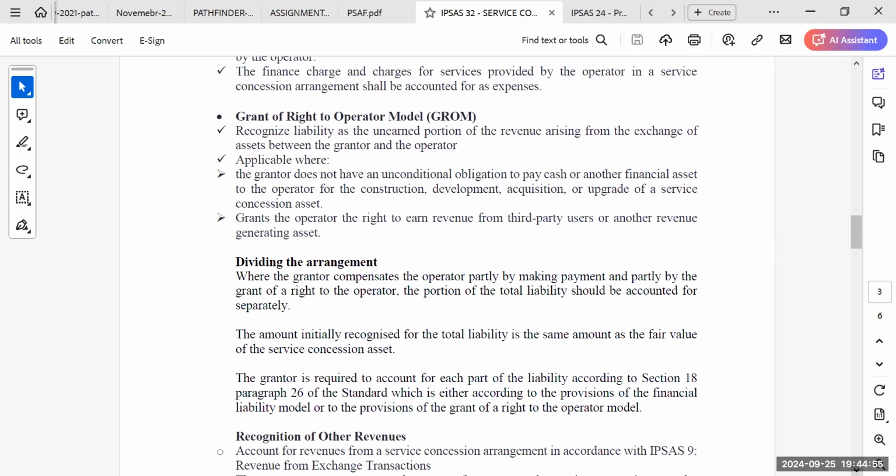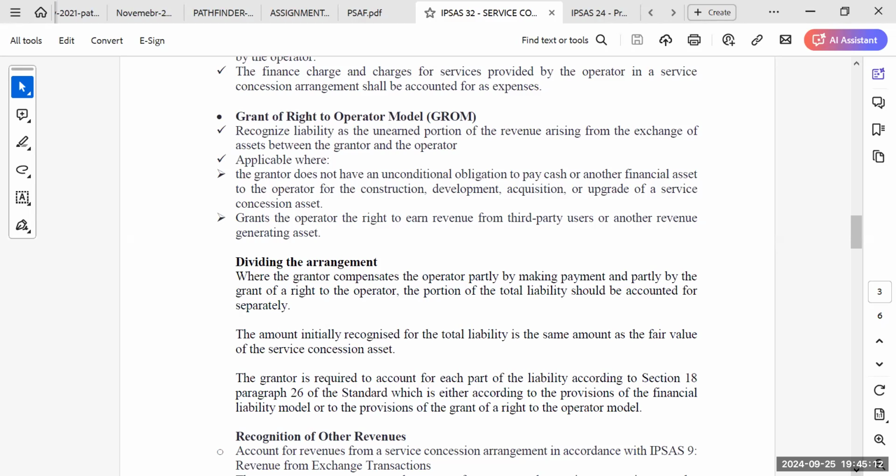Okay, that's what they are saying. If the government is paying a certain amount of money, the amount the government is paying should be treated as a separate liability, and the revenue arising from the non-exchange transaction should also be treated separately as a separate liability. That's what they are saying.